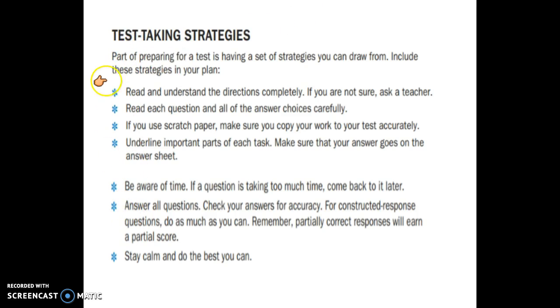Some strategies that they give you are reading over everything correctly. Even if you're taking a paper-pencil test or a computer test, they'll give you a piece of scratch paper and graph paper if you need it. So make sure that you look through that, be aware of your time, try to answer all the questions, stay calm, think positive, you can do it.